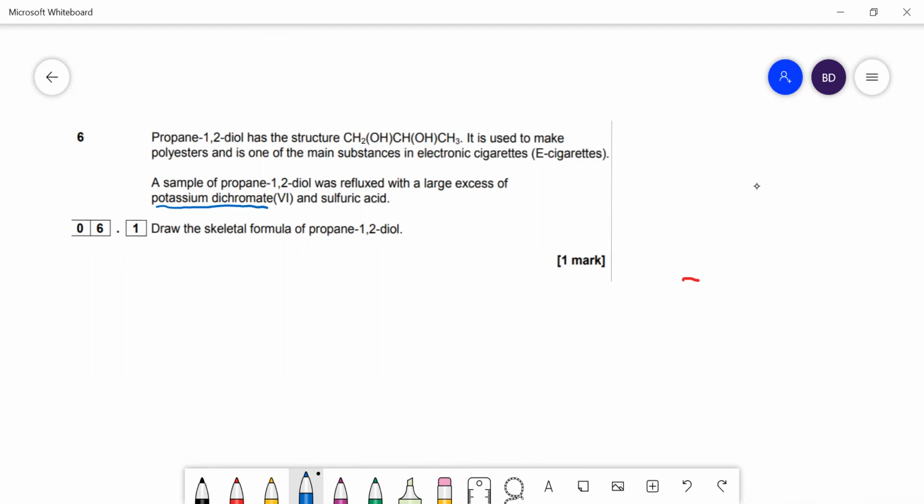Skeletal formula of propane 1,2-diol. Well, let's just draw it non-skeletally first of all. So we're going to have OH, OH. So let's draw that. That is that. Now, when we put on our OHs, put one there and one there. Okay.